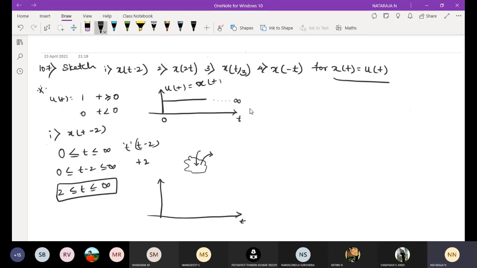Now I am going to plot. x of t minus 2 lies between 2 and infinity. The signal starts at 2 and ends at infinity, with amplitude 1. The amplitude of u of t is always 1. That is the first one. Please make a note of this first one and try the second one.